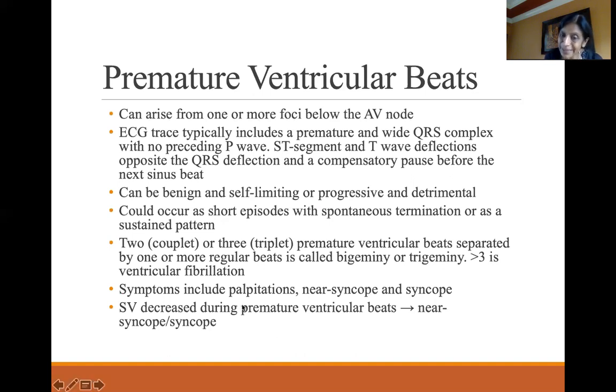Symptoms include palpitations, near syncope, and syncope. Stroke volume decreases during premature ventricular beats, causing near syncope or syncope, because the heart is not able to pump blood.